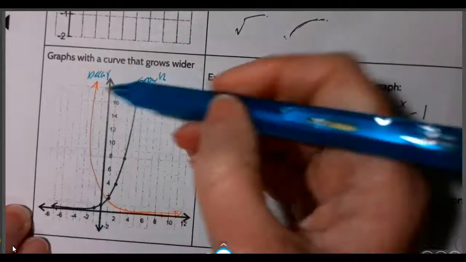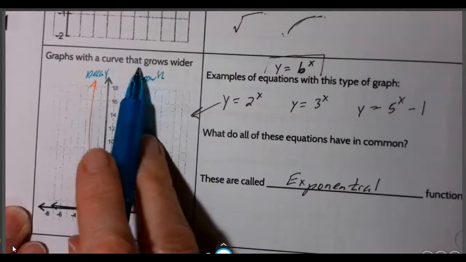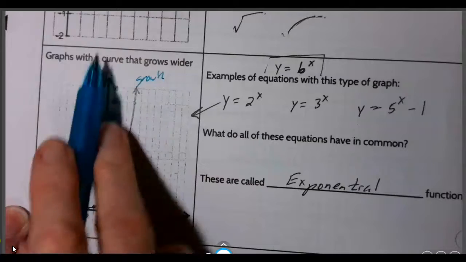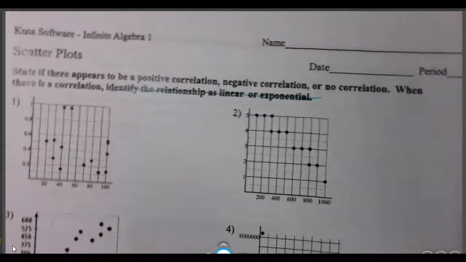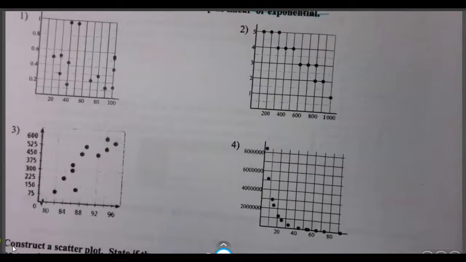So if I see this curve and it comes down and flattens out, or it starts flat and goes up very quickly, those are exponential equations. So just keep that in mind. Just wanted to refresh your memory. So looking at these, I want you to take the time right now, pause, and write those in. I'm going to do the same thing.